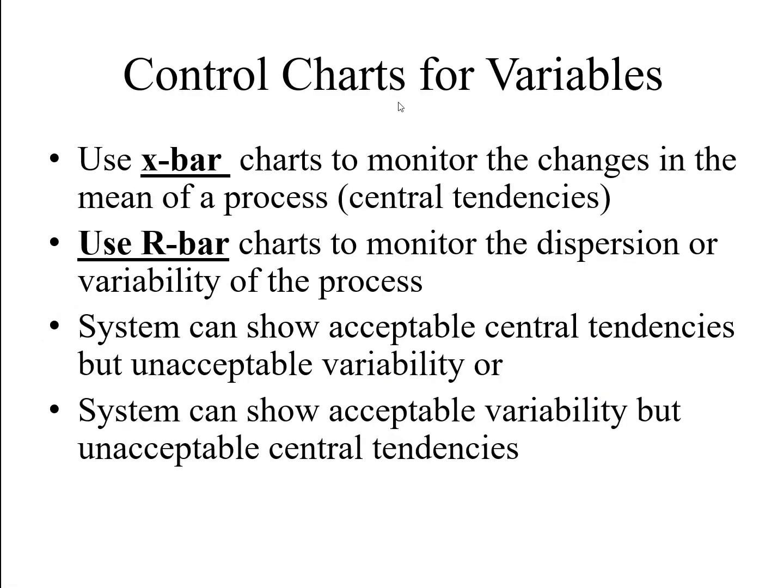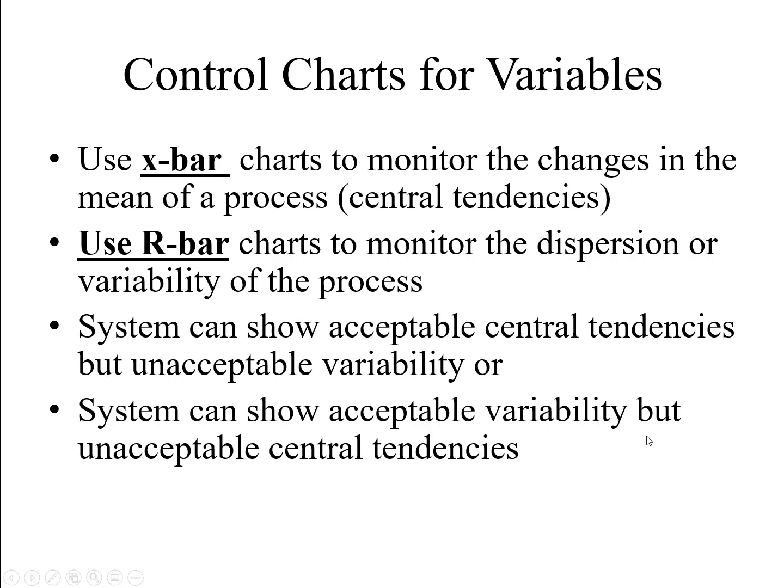So control charts for variables use the X bar chart to monitor the change in the mean of a process, the central tendency: mean, median and mode of a process, while the R bar chart will be used to monitor the dispersion or variability of the process, that is, how much variation occurs, how much deviation occurs from the mean. So for that purpose, we will use the R bar chart. A system can show acceptable central tendency but unacceptable variability. So sometimes it depends on your experiment. Sometimes you accept the change in mean, but you do not accept the change in dispersion. It varies from experiment to experiment.